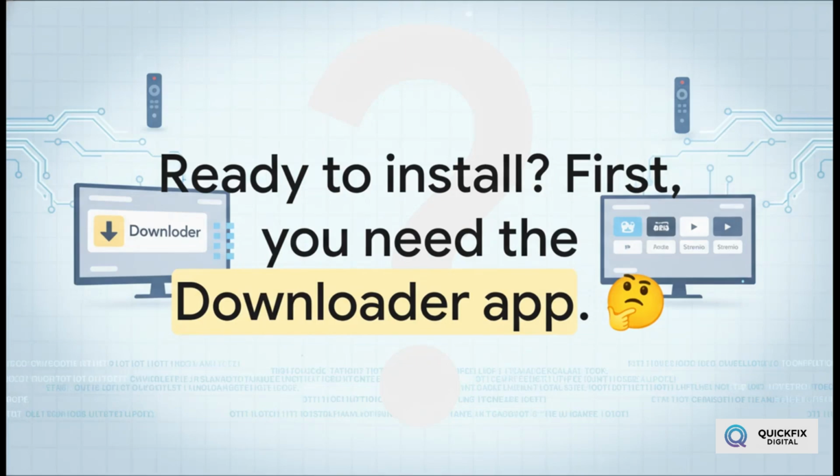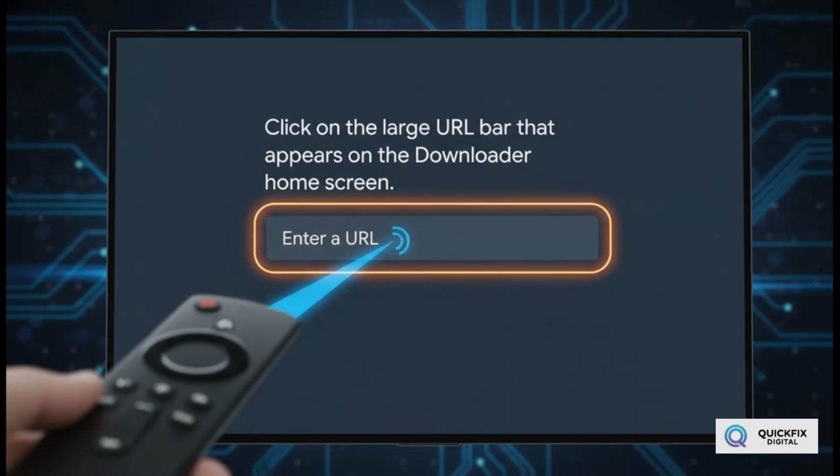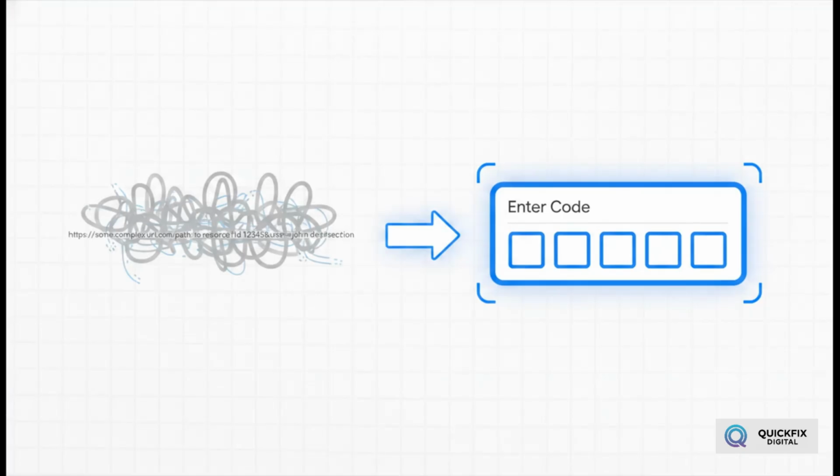Okay, account's made. Now let's switch to your Fire Stick. You'll need the Downloader app for this part. A quick heads up, make sure you've enabled apps from unknown sources. Then open up Downloader. Once Downloader is open, you'll see a big URL bar. Just go ahead and click right on it. So instead of typing a long, messy URL, we're going to use a really simple shortcode.